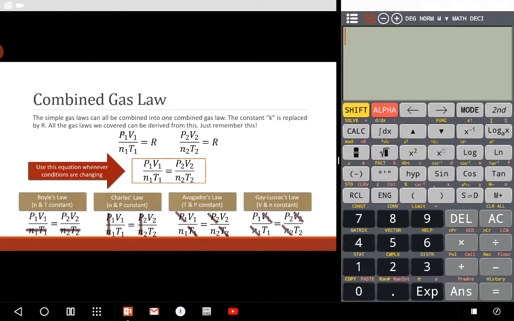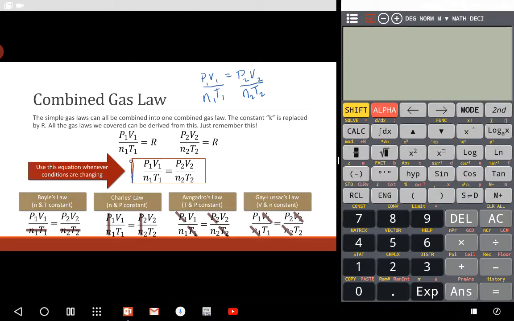We can combine those simple gas laws that we saw earlier into one massive equation. We learned from Boyle's law that pressure and volume were inversely proportional. And we learned that pressure and volume were both inversely related to temperature. And we learned that volume and moles of gas were also inversely related. So all of these relationships can be summarized in one formula as shown here.